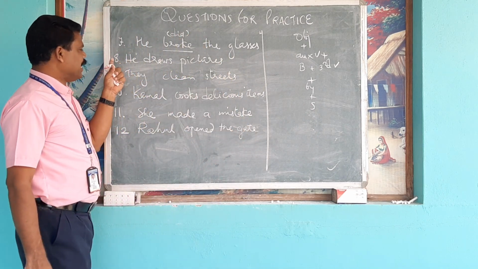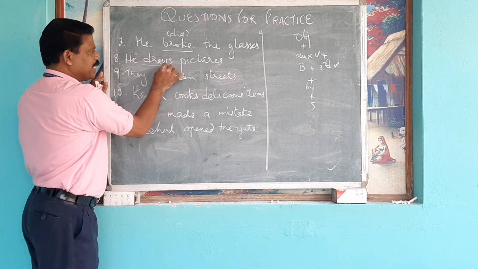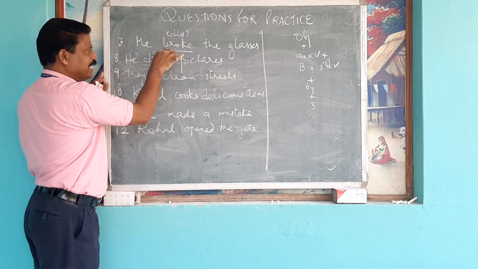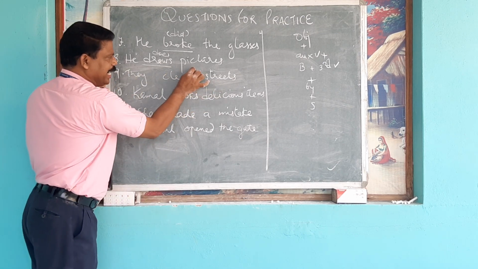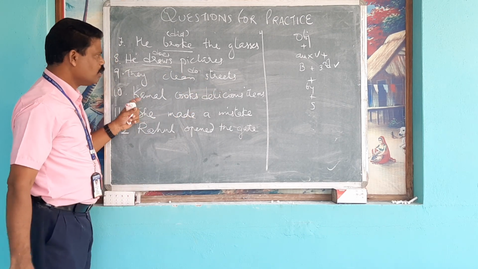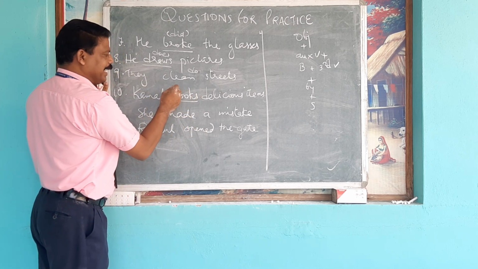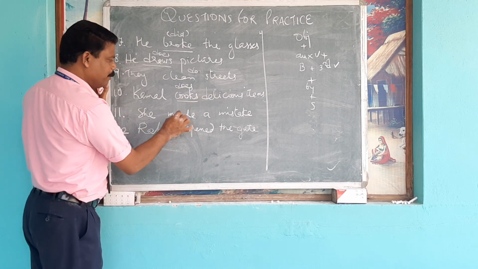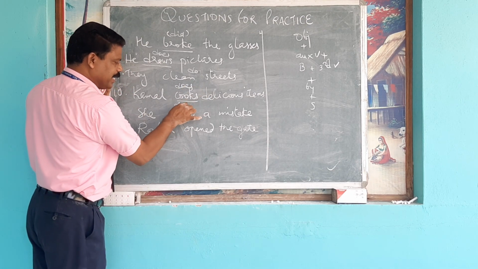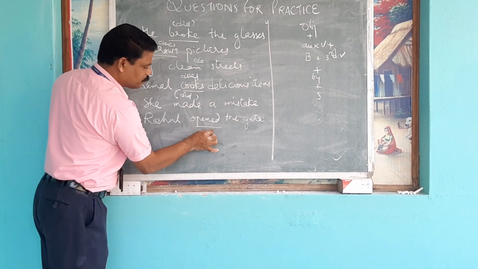And eighth question, he draws pictures. Draws. The hidden auxiliary verb is does. They clean streets. The hidden auxiliary verb do. Kamal cooks delicious items. The hidden auxiliary verb is does. She made a mistake. Made, the second form. The hidden auxiliary verb is did. Rahul opened the cage. Did.